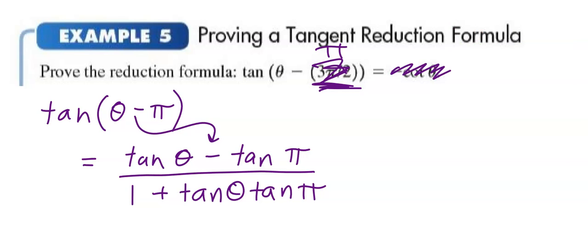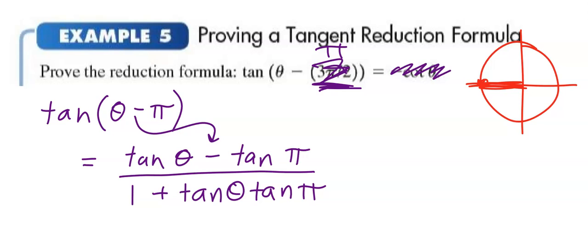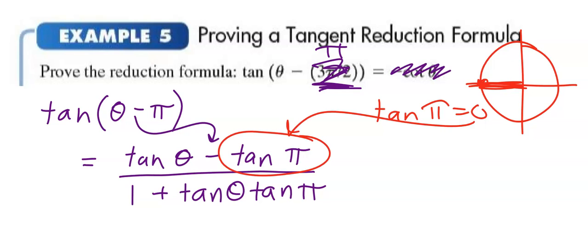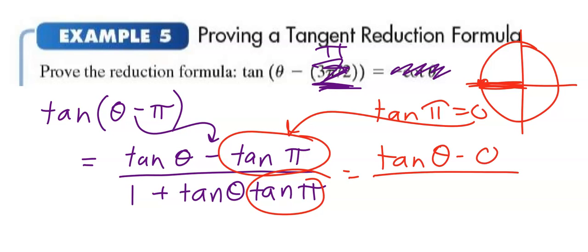The tangent of pi. What did you guys get for the tangent of pi? The slope of that line is 0. So that fact has to be used here and here. So we have the tangent of theta minus 0 over 1 plus tangent theta times 0.